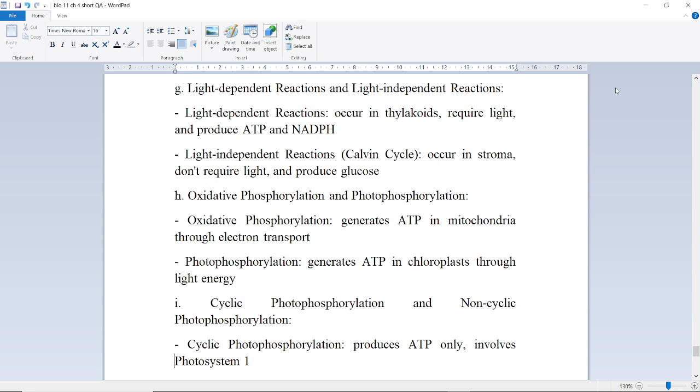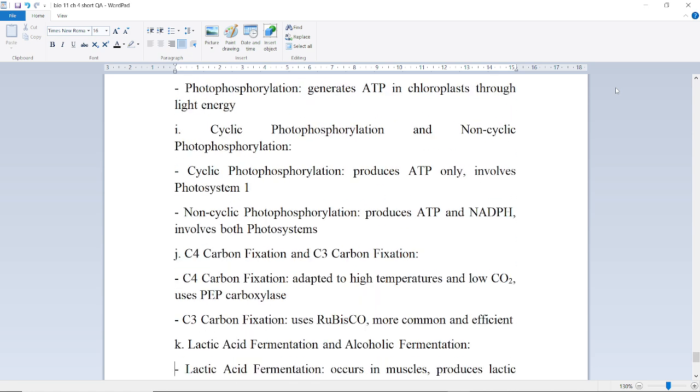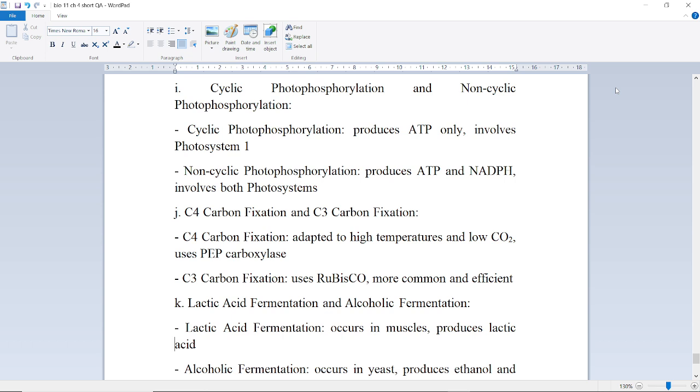Cyclic photophosphorylation and non-cyclic photophosphorylation. Cyclic photophosphorylation produces ATP only, involves photosystem 1. Non-cyclic photophosphorylation produces ATP and NADPH, involves both photosystems. C4 carbon fixation and C3 carbon fixation. C4 carbon fixation. Adapted to high temperature and low carbon dioxide, uses PEP carboxylase. C3 carbon fixation uses Rubisco, more common and efficient.